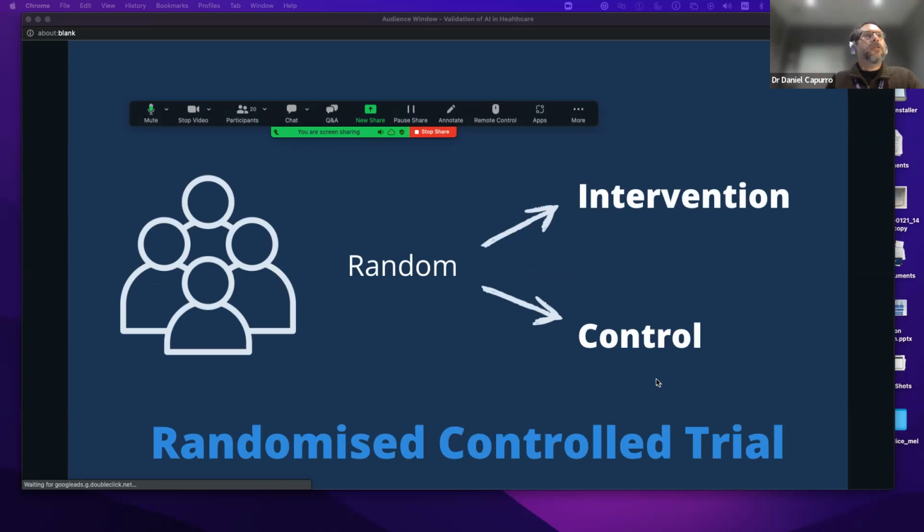You have a group of patients that meet your inclusion criteria, and you randomly allocate them to the intervention versus the control, okay? And this could be a therapy. Again, it could be a vaccine. It could be a device. It could be a drug. But it can also be an AI-based diagnostic strategy or an AI-based screening strategy. And we need to do those studies, because otherwise we won't be able to determine whether one strategy is better than the other. Is using the AI better than not using the AI?